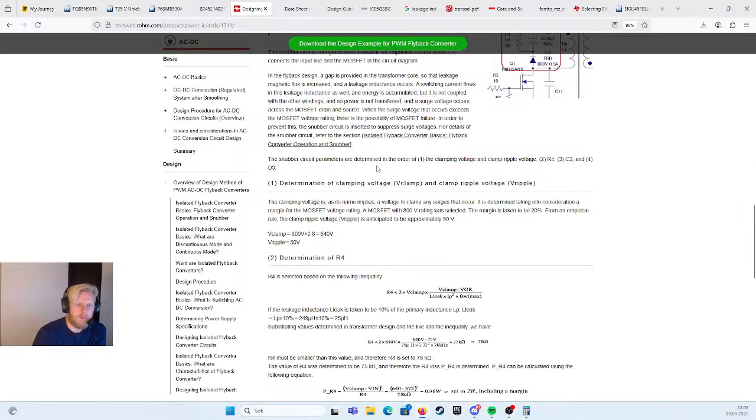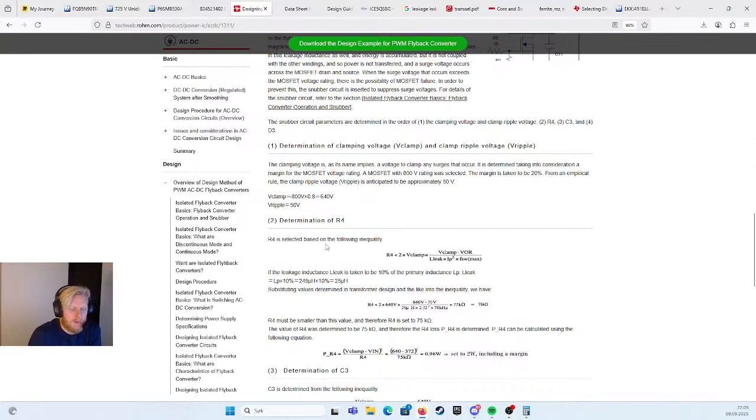Okay, so a resistor. R4 is selected based on the following quantity. R4. Less than 2 times the clamp voltage times.